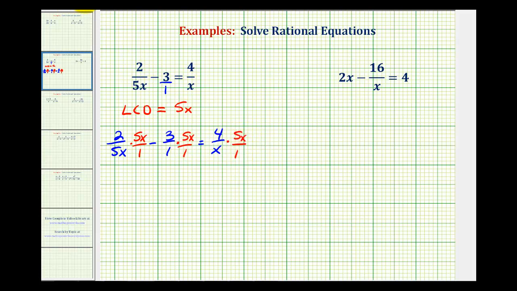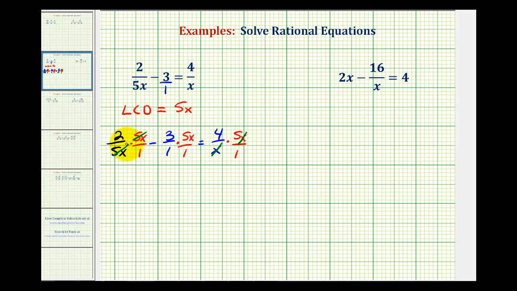And now we're going to simplify. Notice here we have 5x over 5x. This is going to simplify to 1. Here nothing simplifies, but the denominator is already 1, so that's okay. And here we have a factor of x over a factor of x that simplifies to 1. Now we'll determine these products and solve the equation.